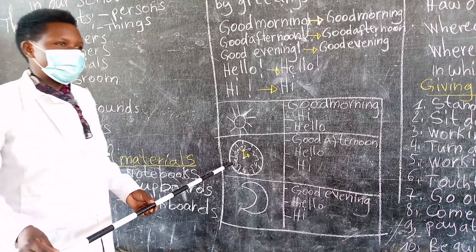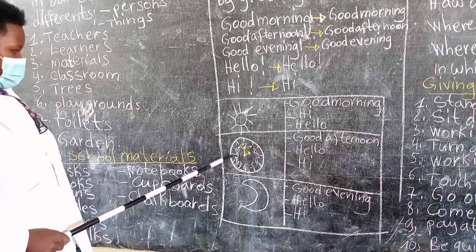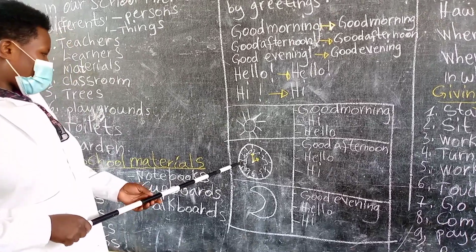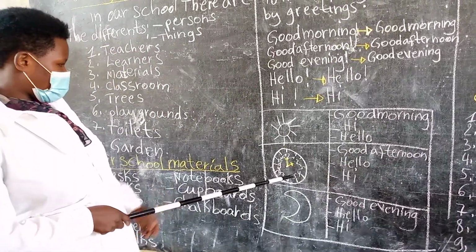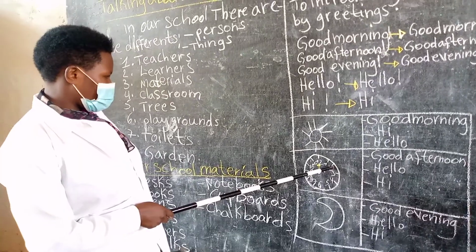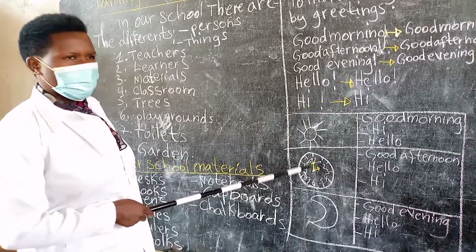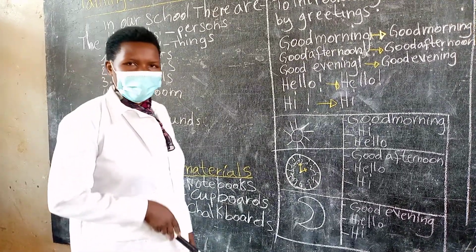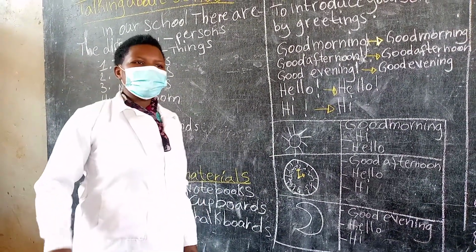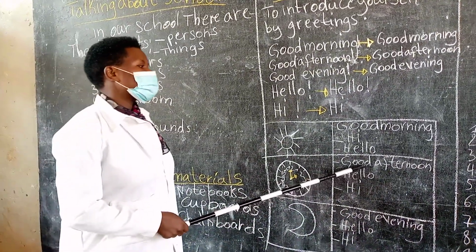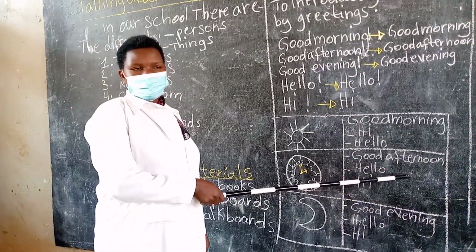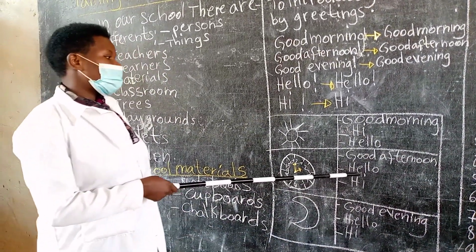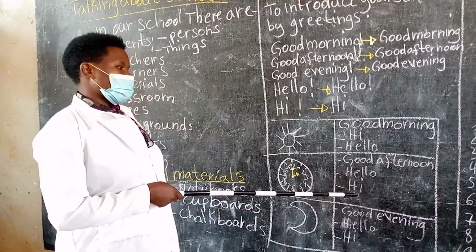Another sign we have here is the sign that can show us the time. Here we have the time. We may say that it is 2 o'clock. When we have 2 o'clock, remember that we are in the afternoon. When we are in the afternoon, we say good afternoon. Good afternoon. And you can say hello or hi.